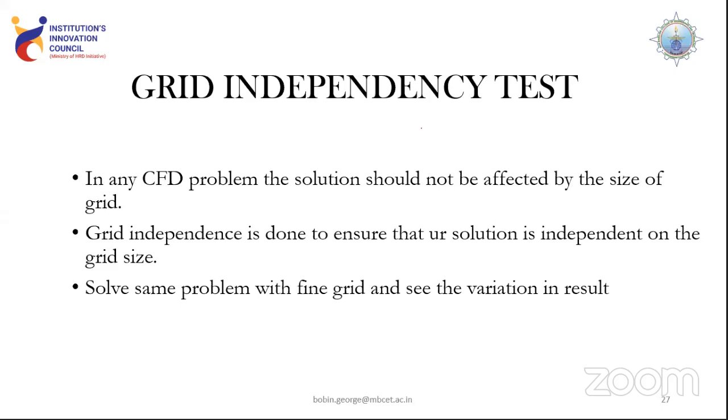That means if I have a very fine grid, and if I go for a much finer grid and the result doesn't change, I can go for the first one itself. So in that condition, what we do is solve the same problem with the help of multiple grids. I will show you an example.